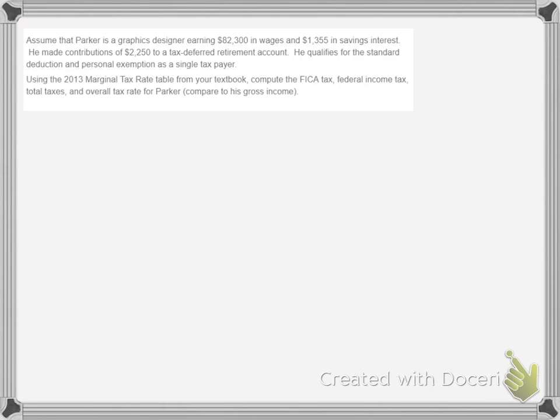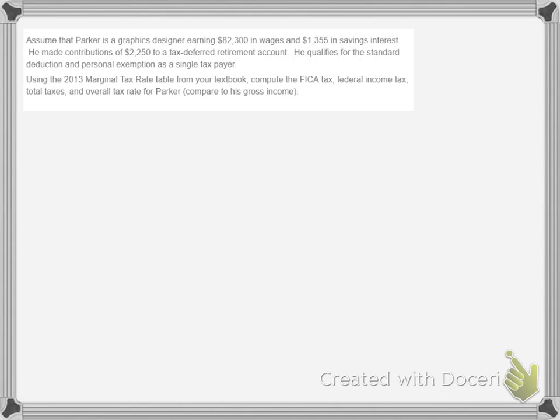First, we need to find the FICA tax, then the federal income tax, the total taxes, and then the overall tax rate for Parker. He has $82,300 in wages, $13.55 in savings interest, and he contributed $22.50 to a tax deferred retirement account. He is single, and he's going to take the standard deduction and personal exemption. The standard part makes it a little bit easier for us to calculate this.